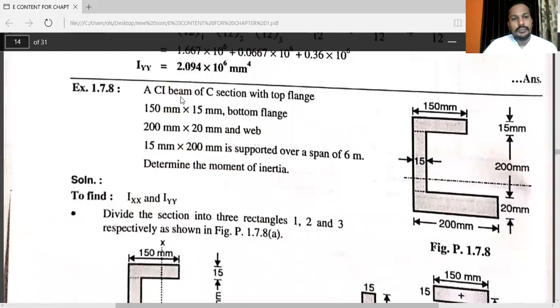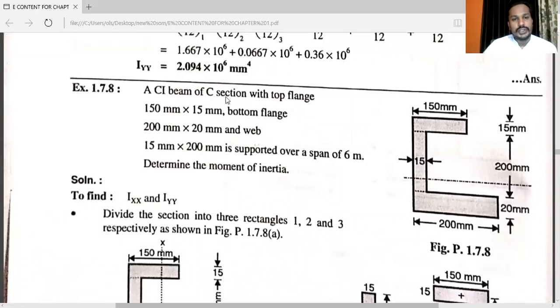The cast iron beam of C section with top flange 150 mm into 15 mm, bottom flange 200 mm into 20 mm, and web 15 mm into 200 mm is supported over a span of 6 meter. Determine the moment of inertia. Again, here you have to calculate moment of inertia.